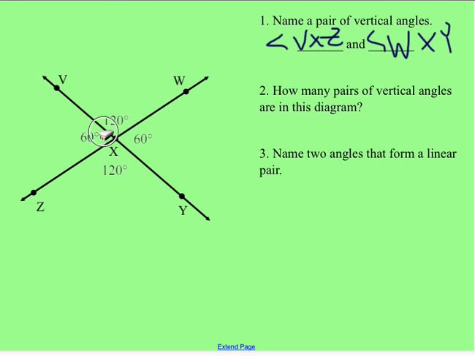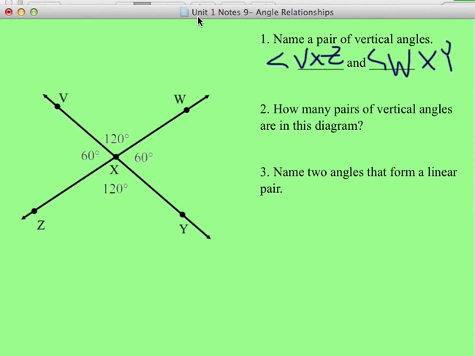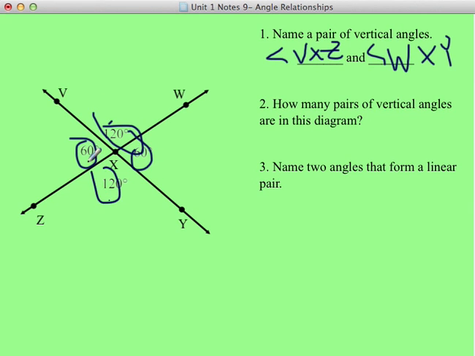Well, we have the pair of 60s. Let me get a pen here. We have the pair of 60s, and then we have the pair of 120s. So we have the 60s and the 120s. Okay, I'm sorry about all the blue screens.